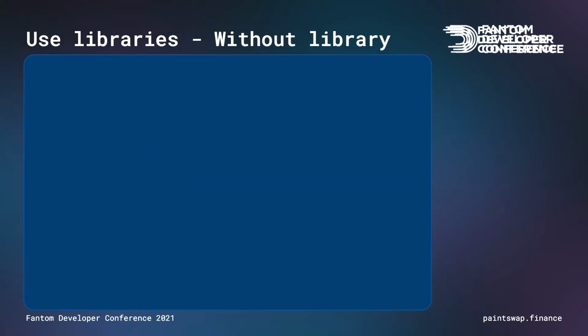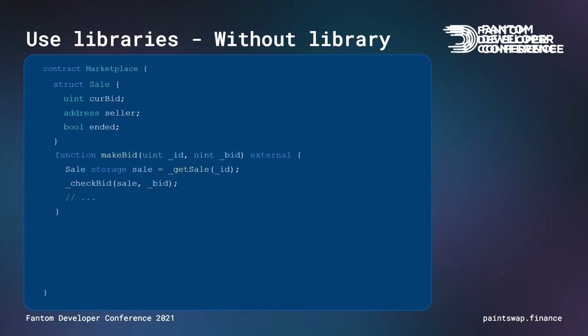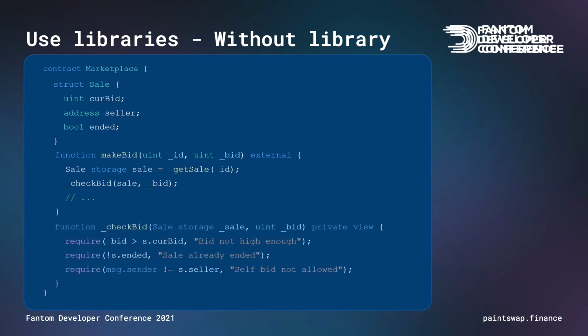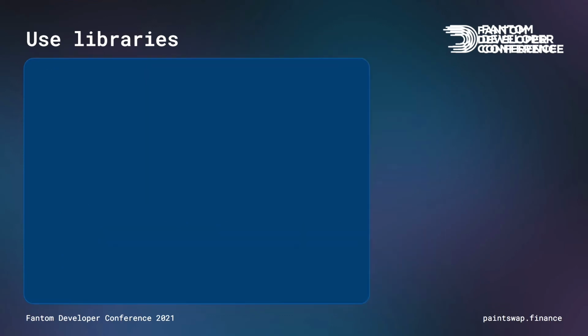So following on from that, let's create a contract called marketplace. It's got a function makeBid and another function called checkBid, which is going to check a load of the preconditions before you actually try to make a bid. So it's going to check that the bid is higher than the current bid, that the sale hasn't ended, that you aren't trying to bid on your own item, and there's a load of other checks that you might want to do. But as we saw, the require clauses with strings are quite expensive. So let's see how we can lower that.